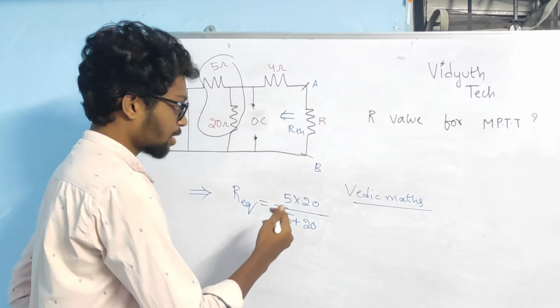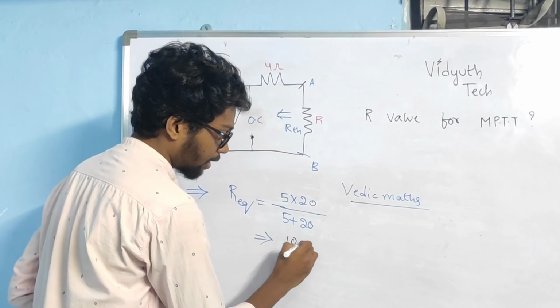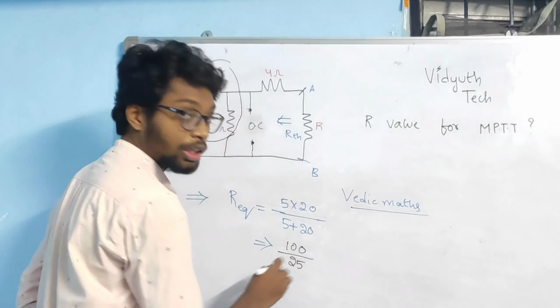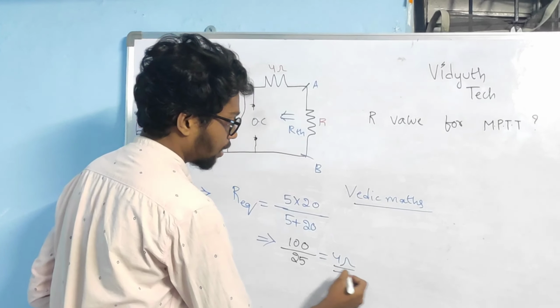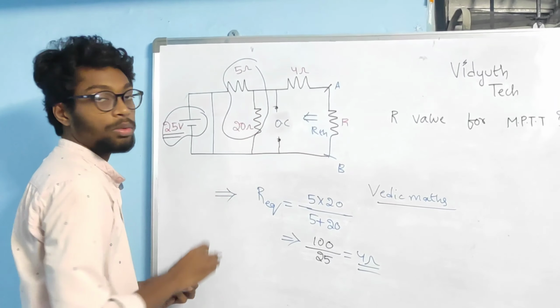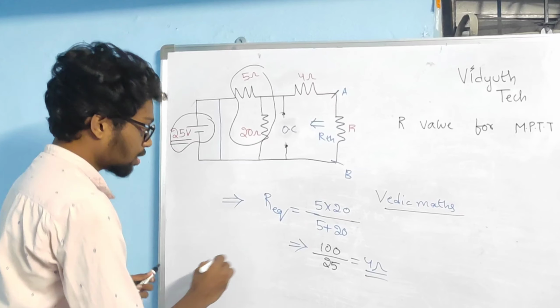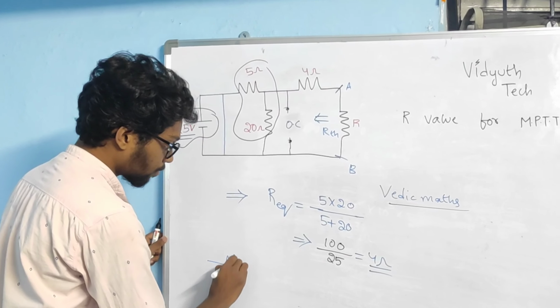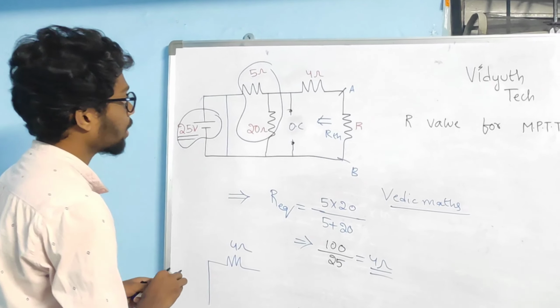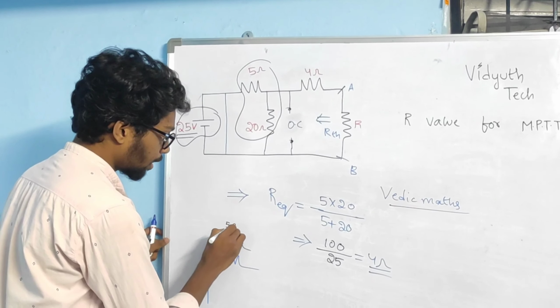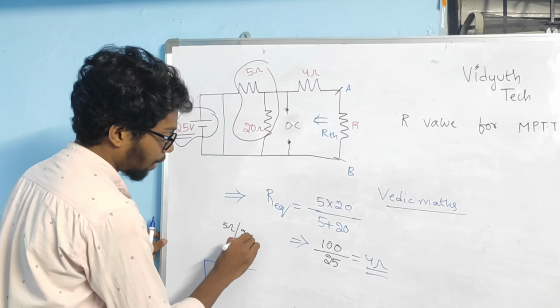Okay. 5 into 20, I am going to get 100. 5 plus 20, I am going to get 25. Okay. So 4 ohms is the equivalent resistance of 5 ohms and 20 ohms connected in parallel. So after that I am going to draw the circuit over here, friends: 4 ohms, which is the equivalent resistance of 5 ohms and 20 ohms connected in parallel.